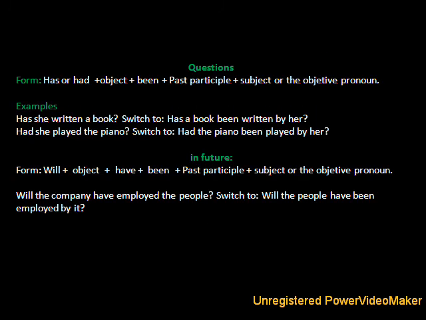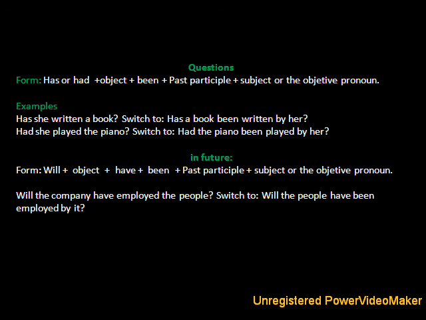Now, if we want to make questions in present perfect or past perfect, we say has or had plus object plus been plus past participle plus subject or the objective pronoun. The example says, has she written a book? That will change to, has a book been written by her? Or had she played the piano? That will change to, had the piano been played by her?